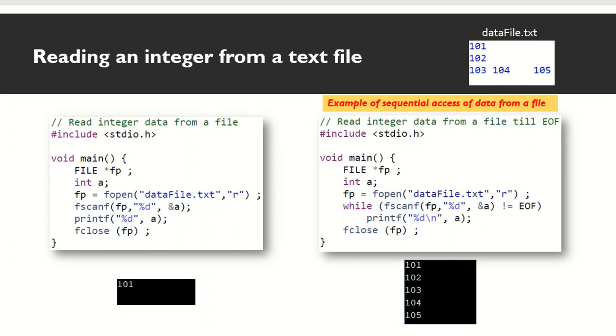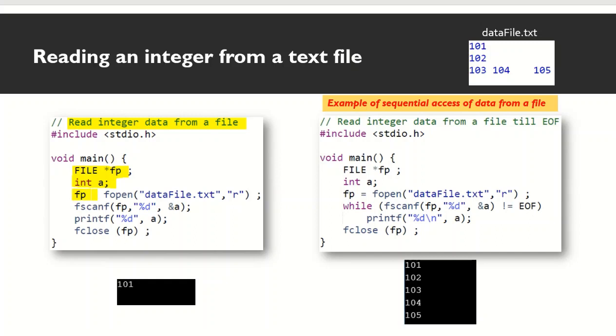Reading the integer data from a file. The first three steps are the same. Declaring a file pointer. Then here the buffer is an integer, so integer a. The buffer used is an integer type. So I am declaring a as an integer for storing the data read from the file.